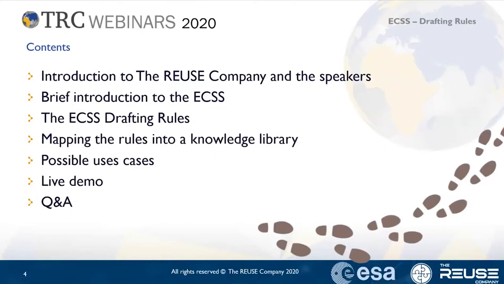This is the table of contents for the webinar. First, we will have a short presentation of the company and the presenter. After that, we will have a brief introduction to the ECSS. We will look at the ECSS drafting rules and the mapping of the rules into a knowledge library. Then we will see some possible use cases and a demonstration. And after that, we will have some time for questions.